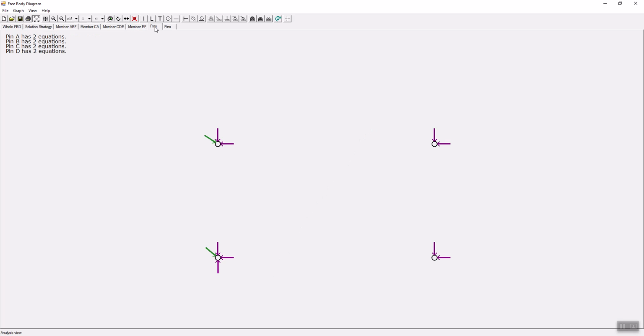And here you will get the free body diagram of the pins. This is the pin A with the loading, pin C with the loading, and these are pin B and pin D that are the pin supports, and then this is pin E and pin F where the inclined member is attached.